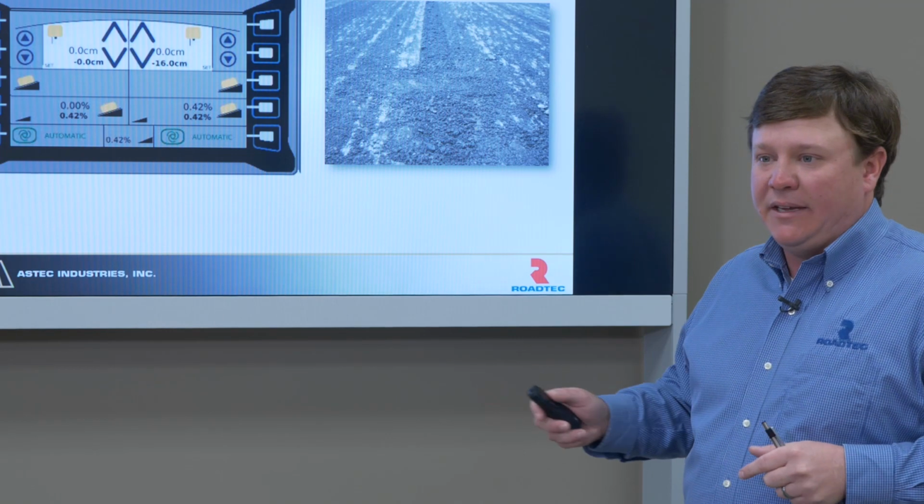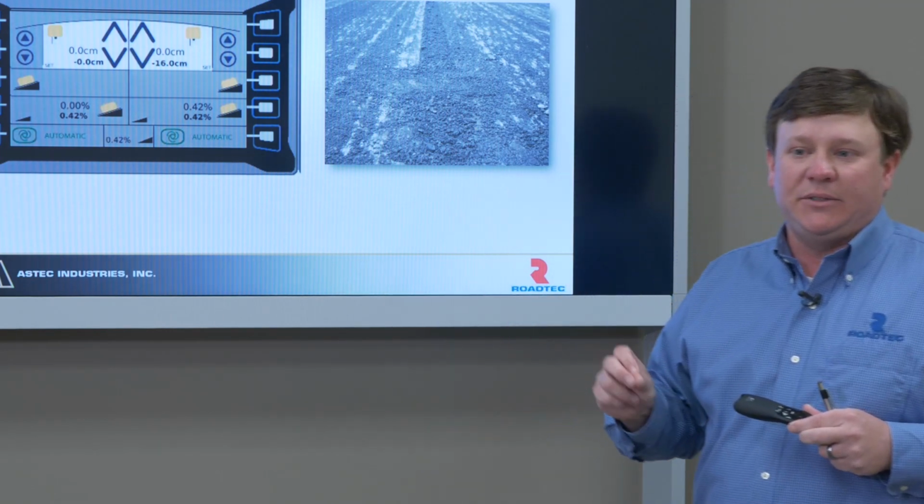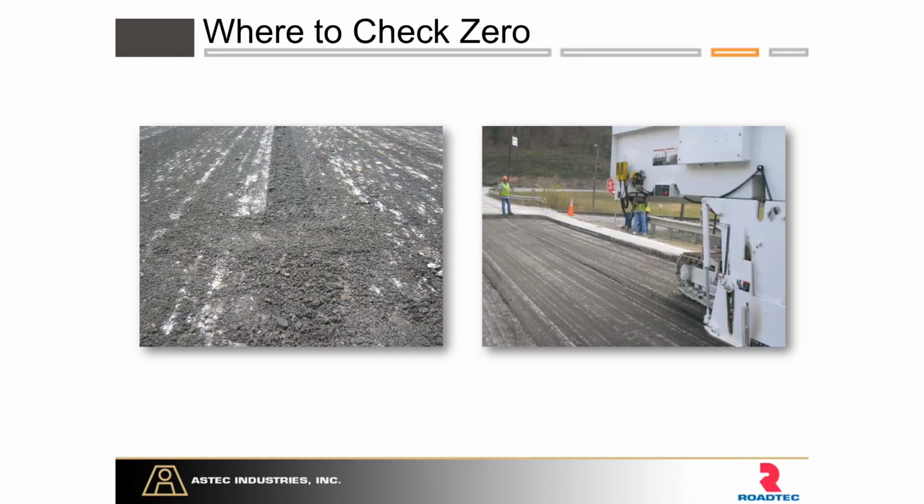So at each pass, the ground man is going to continuously check zero, make sure that the sensors are maintaining calibration, and we're getting the grade that we need. That's just another picture of where to check zero. If these joints didn't line up properly, if one was below the other or above the other, we would know something was incorrect. We didn't hit zero on one side, something's out of whack.